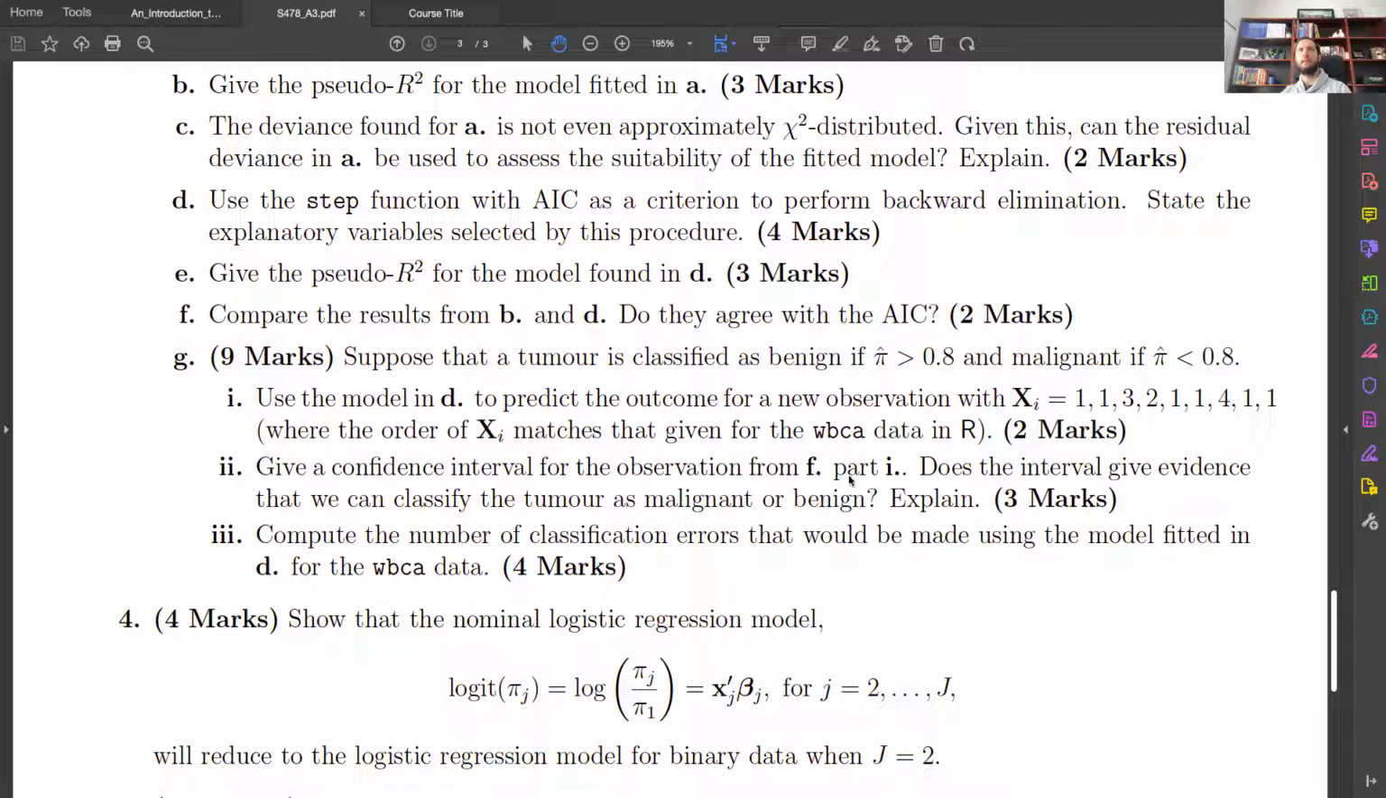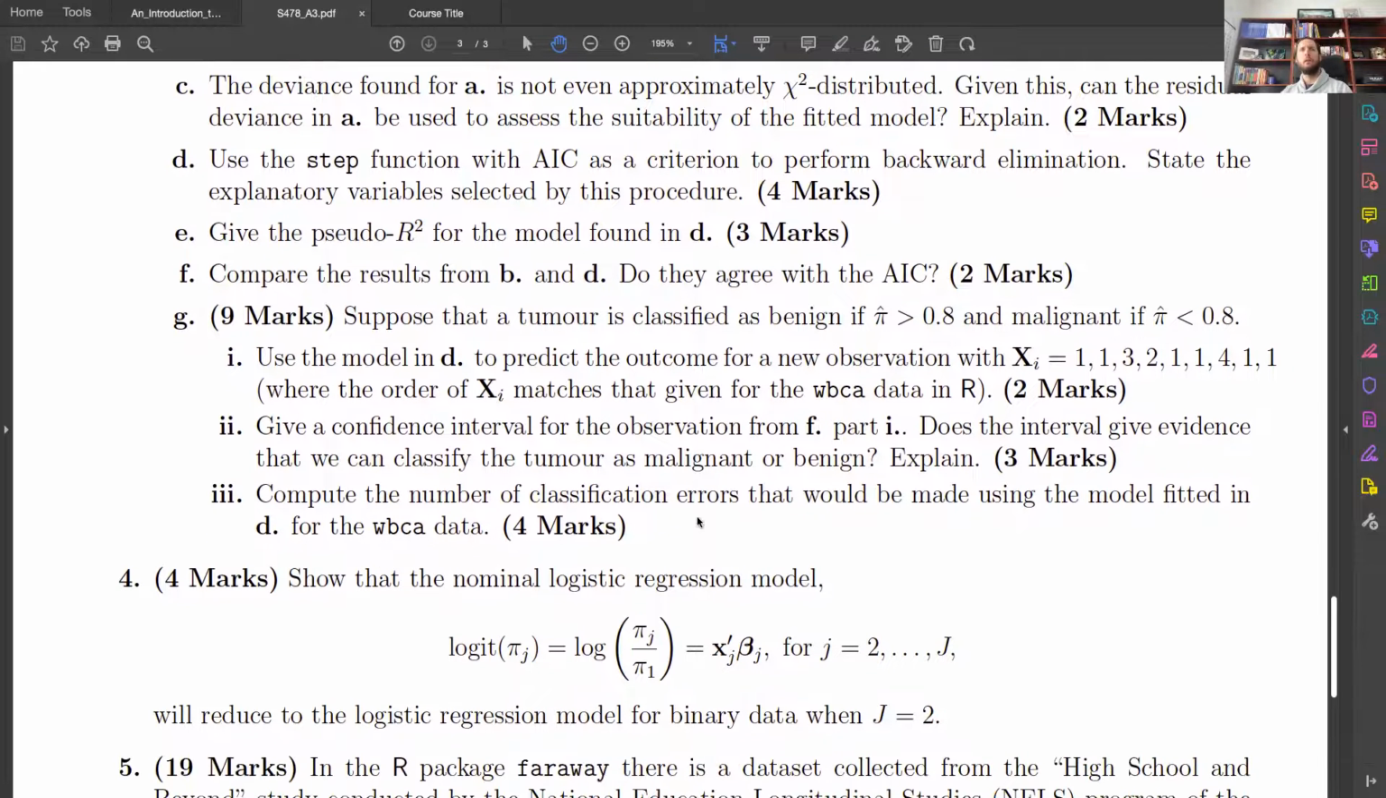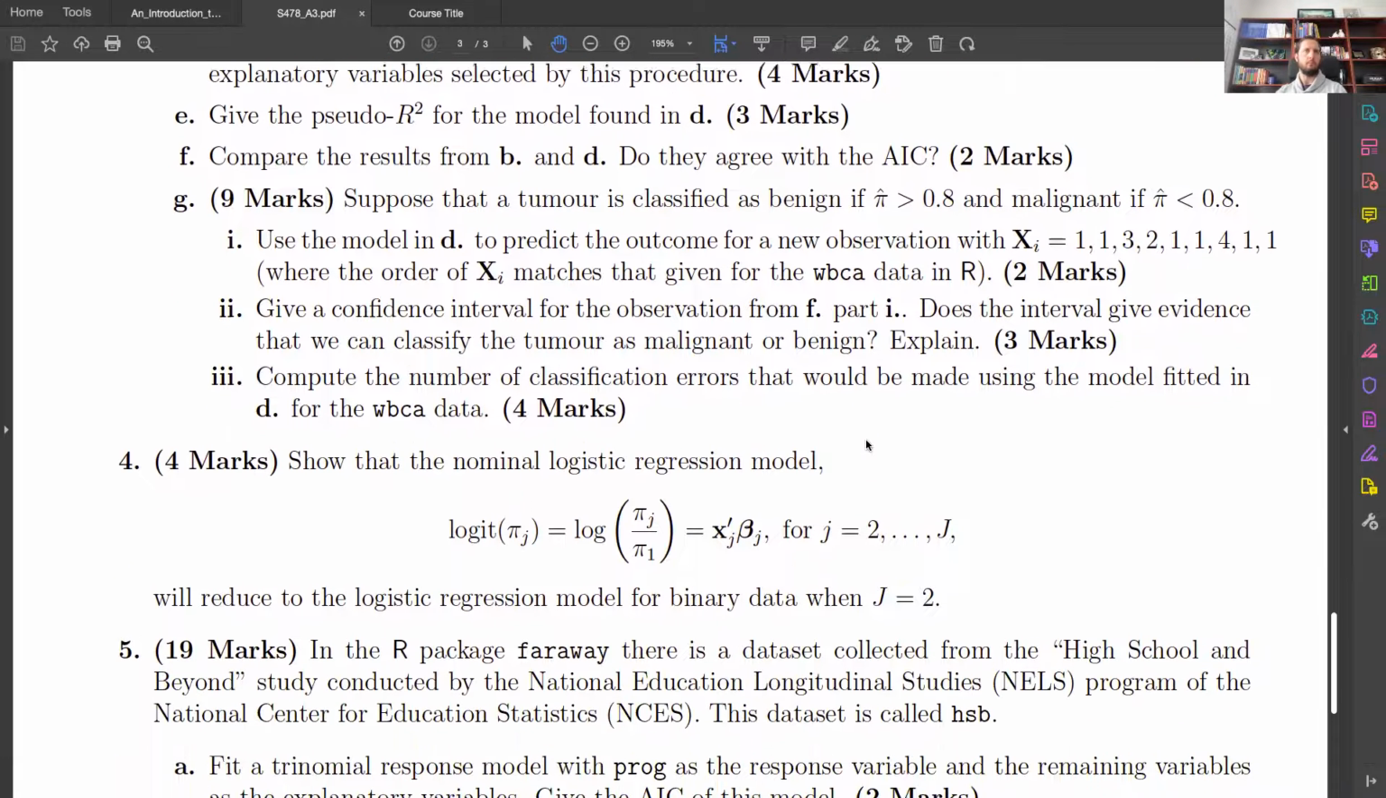That should be a G. I'll update that after. And then in part 3, we're going to perform part I for every observation in the data set and then compute the number of misclassifications based off of this model.